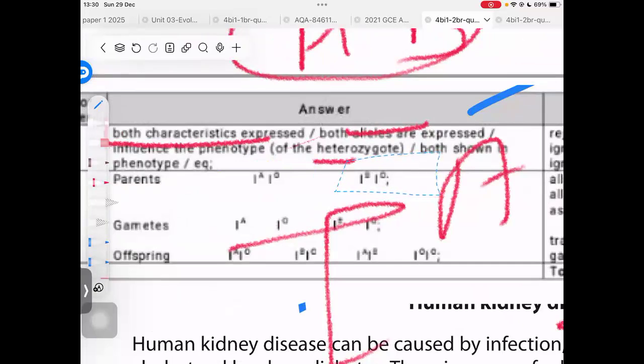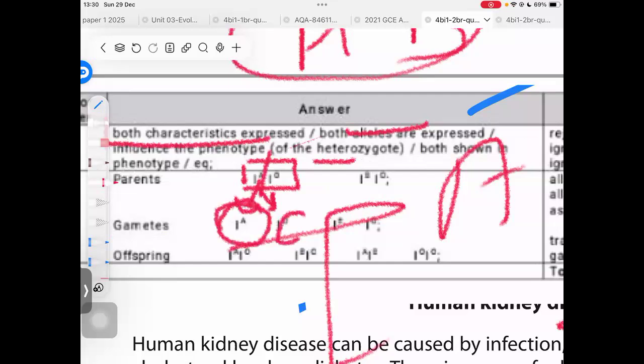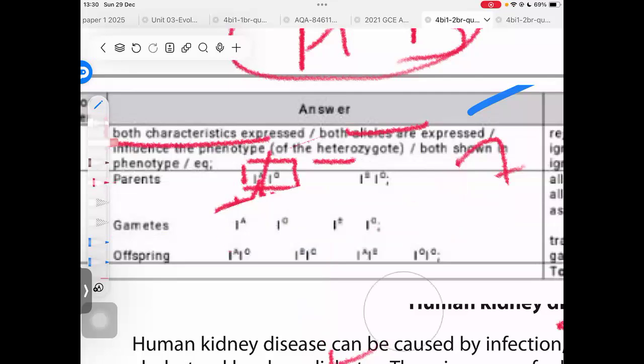Look at the way they have written the gametes. When you're writing the gametes, they get segregated. The allele combination gets segregated. That means it gets divided, right? So you can see IA gamete is there, I naught gamete is there. And here you can see in the mother's gametes, IB gamete is there and I naught gamete is there.